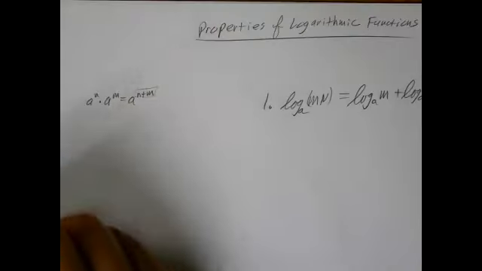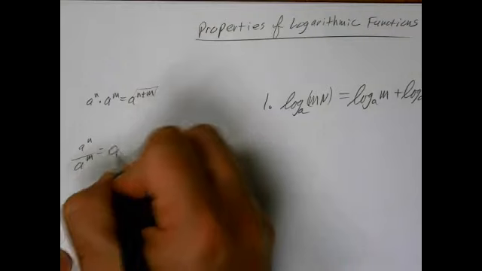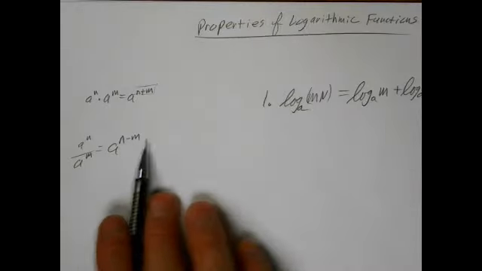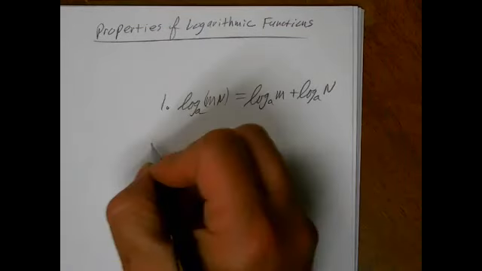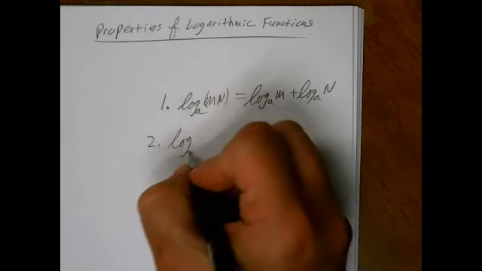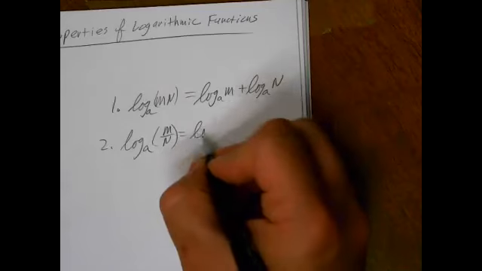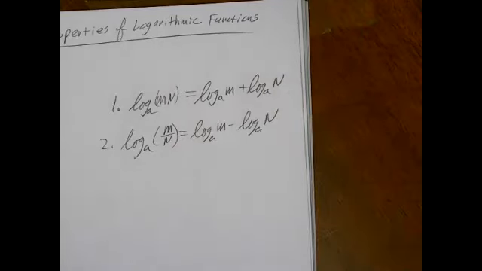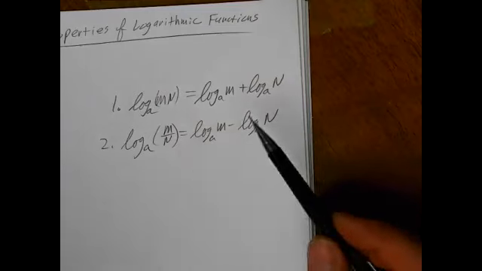Next, we know from exponents that a to the n over a to the m is a to the n minus m, meaning that when you're dividing like bases, you subtract exponents. So what will correspond to that is the law that says log base a of m over n is equal to log base a of m minus log base a of n. Again, division turns into subtraction, and for that matter, subtraction can be turned back into addition.